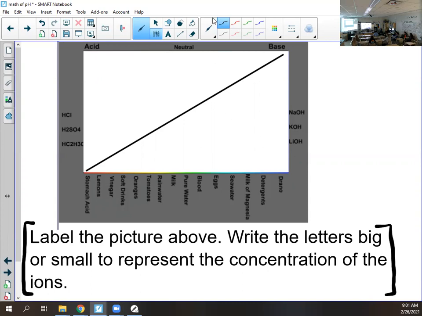All right, let me pause this video for a second. Let's see how you did here. So what letter should go here? H plus, big. And what should go down here? OH minus. Why is one written big and one small? Tell your partner. All right, the concentration is higher in one than the other.